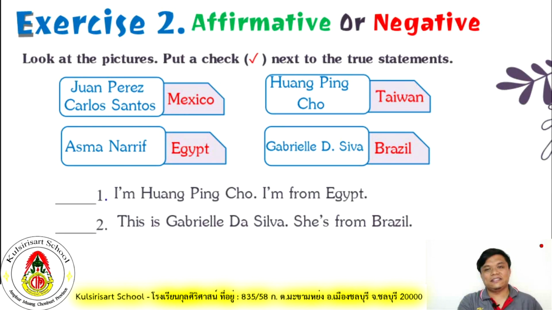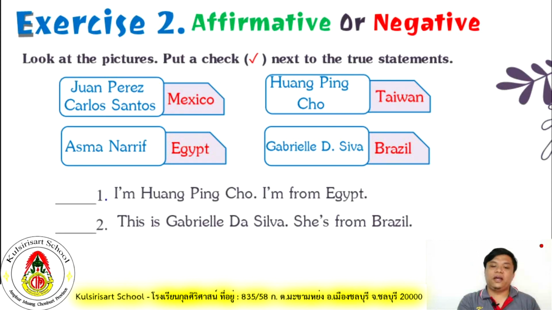Okay, according to this exercise, look at the pictures, put a check next to the true statement. So, the statement, as we have discussed earlier, can be an affirmative statement and can also be a negative statement. How can you identify if it's affirmative? It's affirmative if you use is, am, and are. But it's negative when you use not. But affirmative and negative can both be true. Even if it's negative, it cannot be a true statement. Or if it's affirmative, it can also be a false statement. Okay?